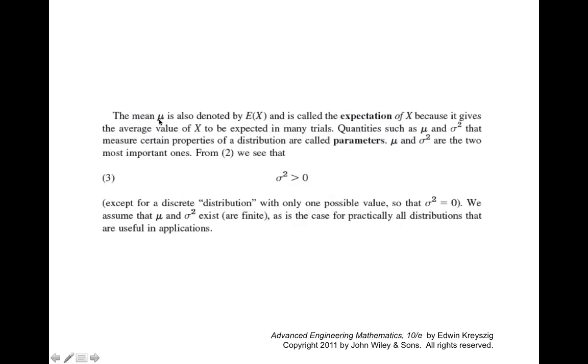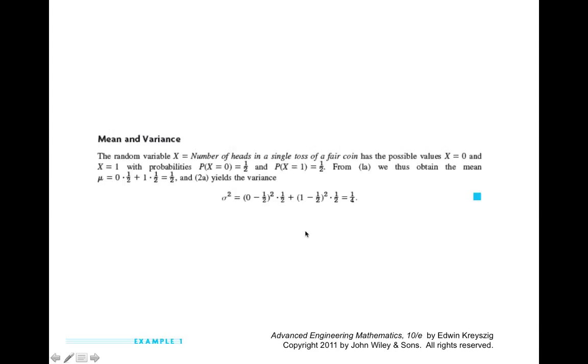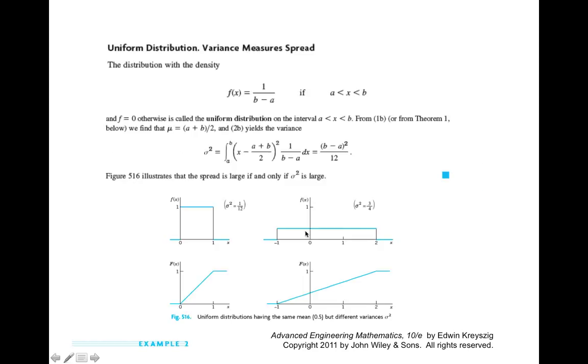So as we said before, the mean mu is also denoted E of x. Sometimes this is shown as x with triangular brackets. It's the expectation value of x because it gives the average value of x if you take many trials. Mu and sigma squared are called parameters. And as I said, they're sometimes referred to as the moments. We'll skip over that.